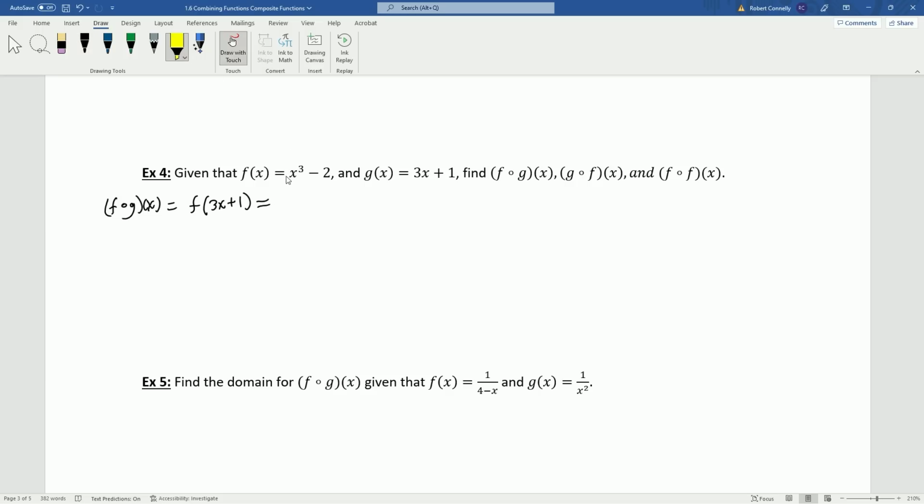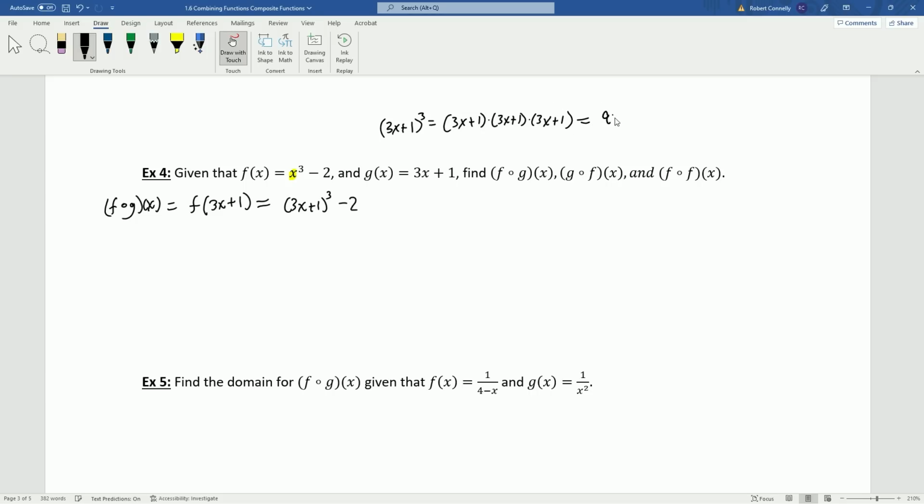And that means I take my x in my function f and I replace it with the entire expression: 3x plus 1 cubed minus 2. Now, this is a little bit cumbersome to compute, so I'm just going to write this off to the side. So 3x plus 1 cubed, that's 3x plus 1 times 3x plus 1 times 3x plus 1. I'm going to go a little quick here, so please forgive me.